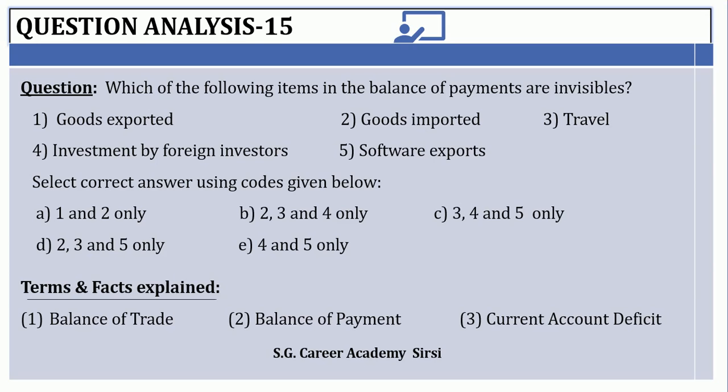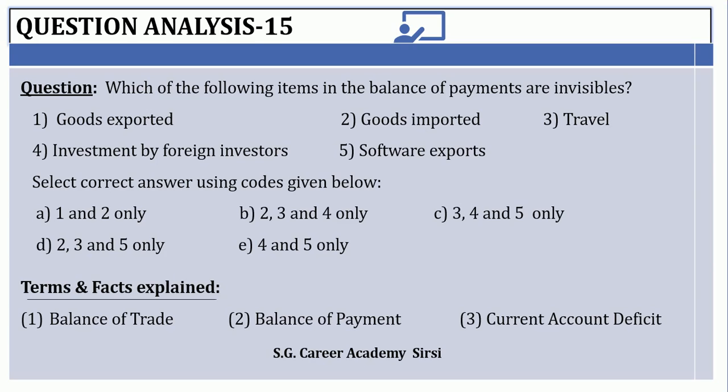The second aspect is invisibles. Invisibles are not seen directly, one cannot see them, so they are called invisibles. For example, some consultancy services. This is the difference between visibles and invisibles. Both constitute the balance of payments with the rest of the world for a particular financial year or time period. That is what we call balance of payments.